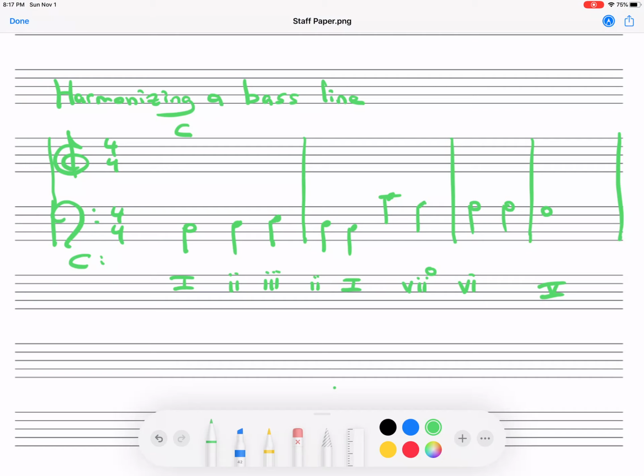Now, for the second line, I'm going to write the first inversion chords. So this, of course, was root position, using the bass as a root. Now, if it's in first inversion, then the third is in the bass. So let's see what happens to the chord. I'm going to write them in blue. If C is the third of the chord, then the root of the chord is A, and we would be using a 6th chord in first inversion.